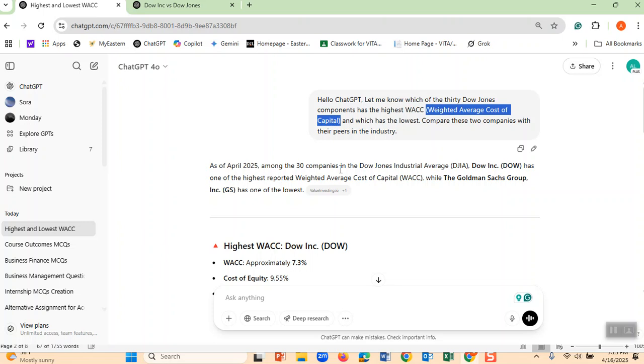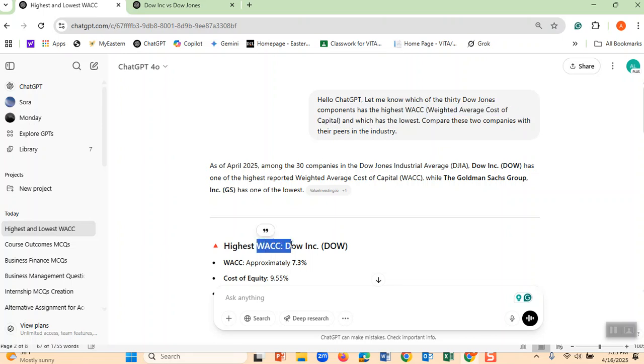Therefore, each company has its own weighted average cost of capital. And I wanted to see which one of the companies in the 30 Dow Jones companies that we know of has the highest weighted average cost of capital.